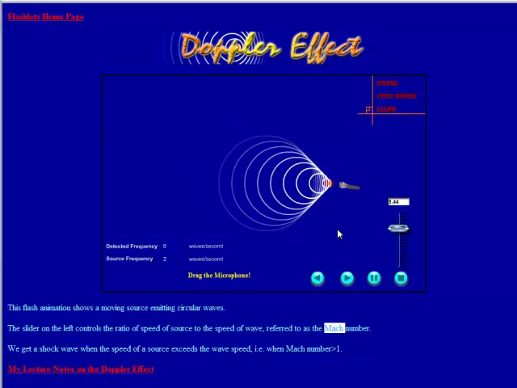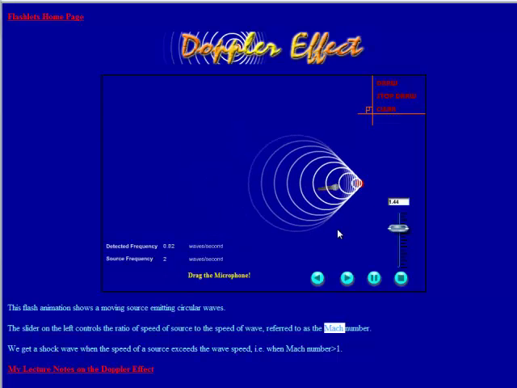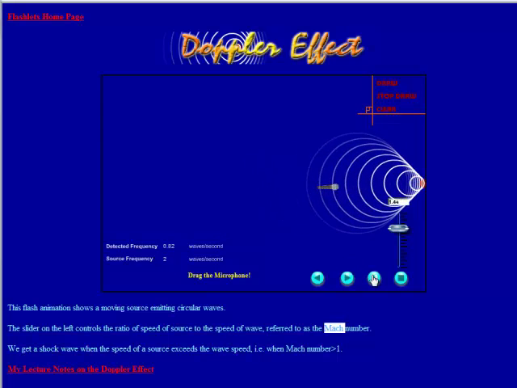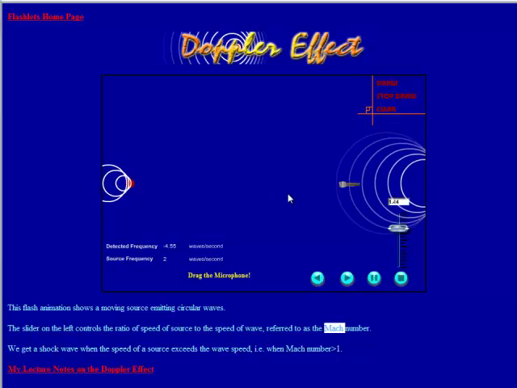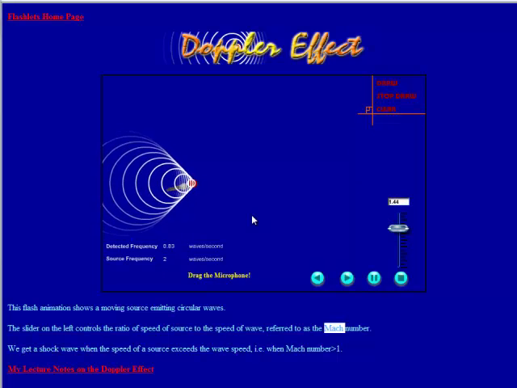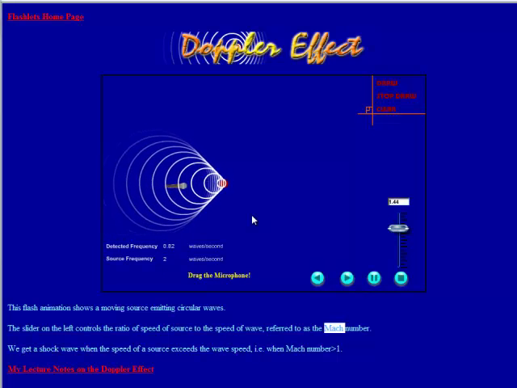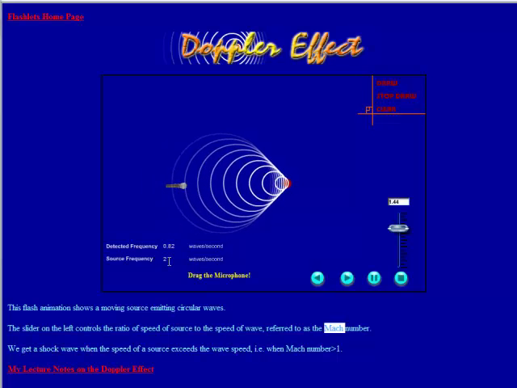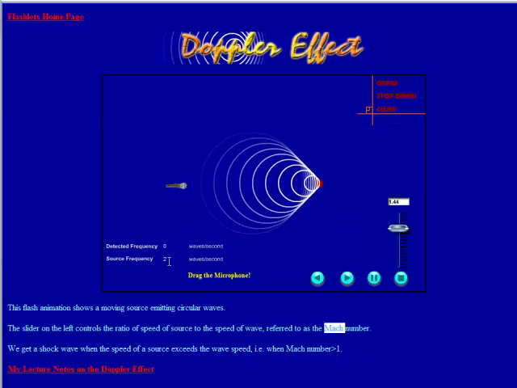Or if this is sound, which we hear now, you get supersonic sound. Oh, I'm sorry, the source is at supersonic. Okay, here we get 0.82 as the detected frequency. I'm going to jot that down for our calculation later on.